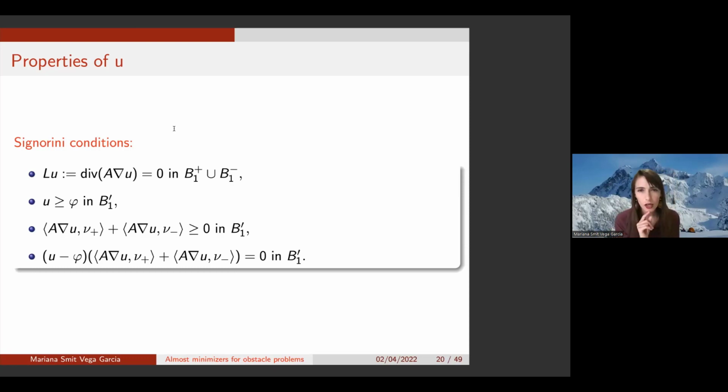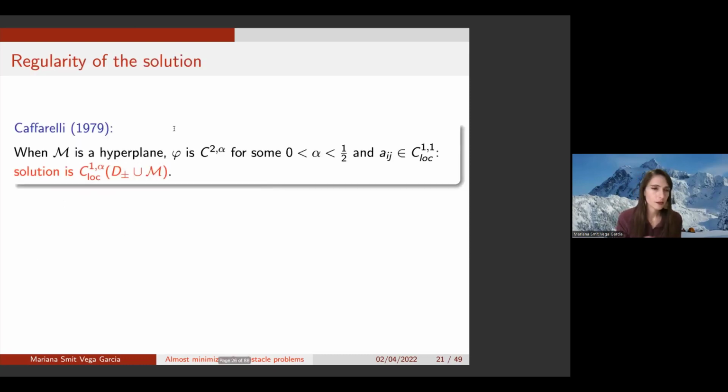As I mentioned, there were a few things that were true for minimizers and they won't be true for almost minimizers. This slide is another one of those examples. Our almost minimizers that will come soon are not going to satisfy these equations. That will pose a lot of difficulties.